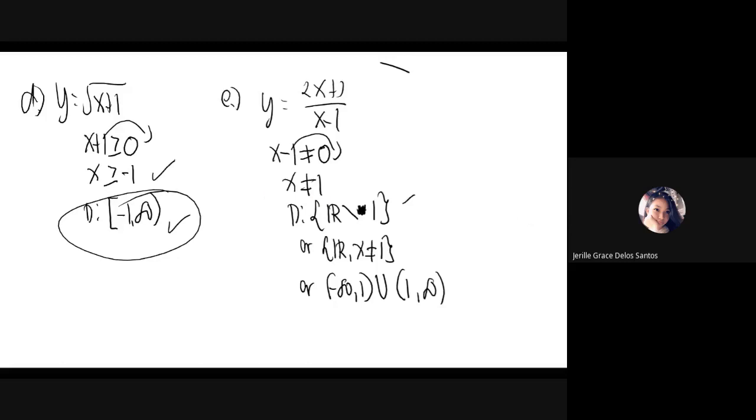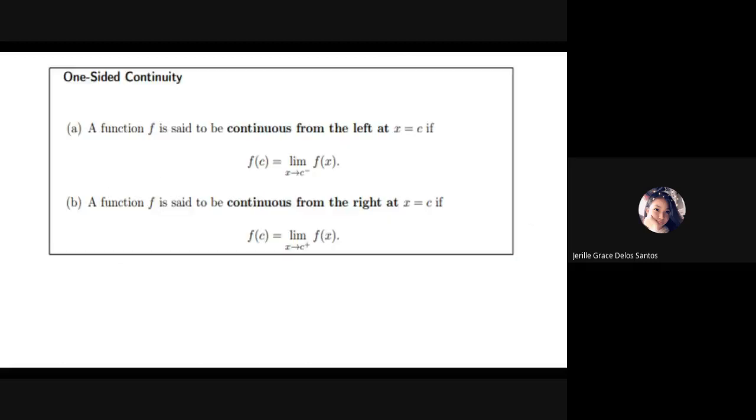Okay, so our lesson for today will be one-sided continuity. It's only part of the lesson. It's not a lesson that is only about one-sided continuity. So a function can be continuous on an interval. Okay, so one-sided continuity.